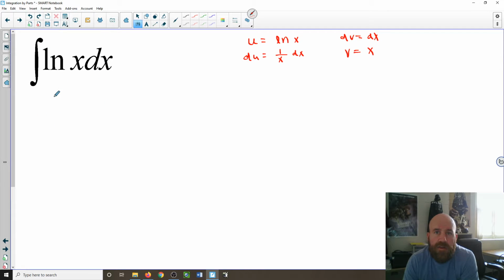So this integral would be equivalent to uv. If we set them up like this, it's always the diagonal: uv. So x times ln x minus the integral of v du, which is always the bottom ones. So v du.